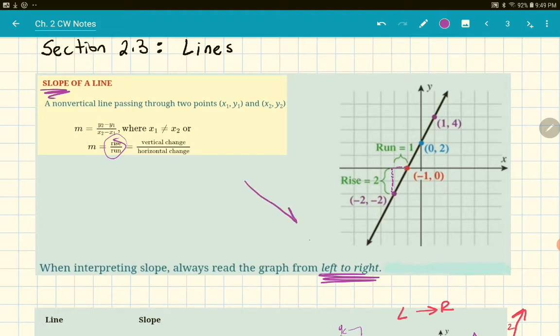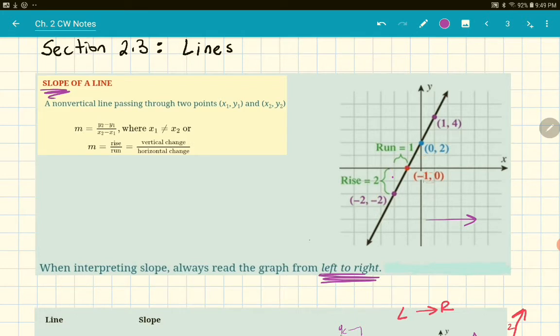If this line was facing down, my rise would really be going down, so it'd be a -2. But my run is always positive because I always go left to right, so I'm always going to the right, which is positive. But my rise can go up or down. So think of you're taking your elevator on your rise, and then you get off the elevator and take a jog. Okay, so rise over run.